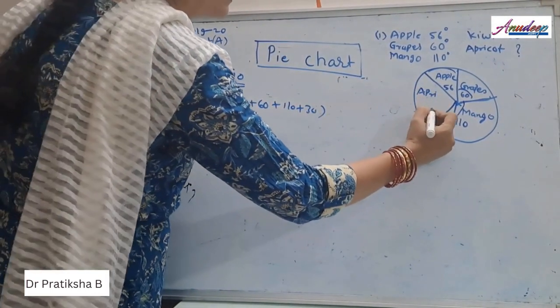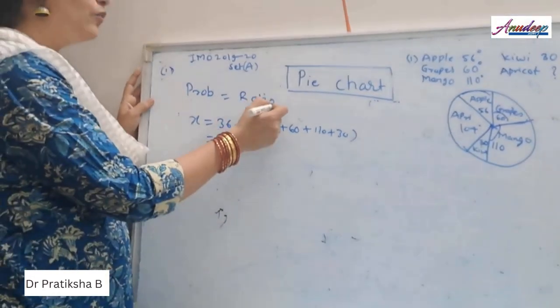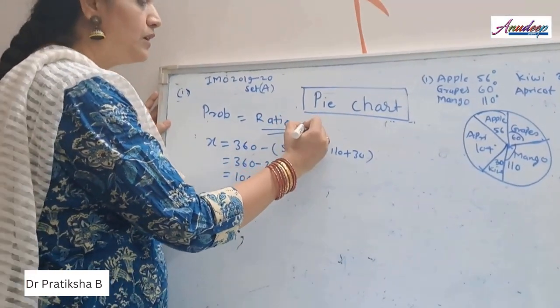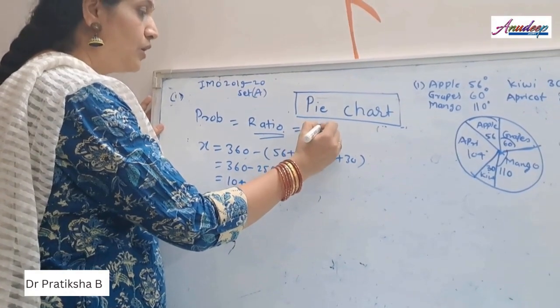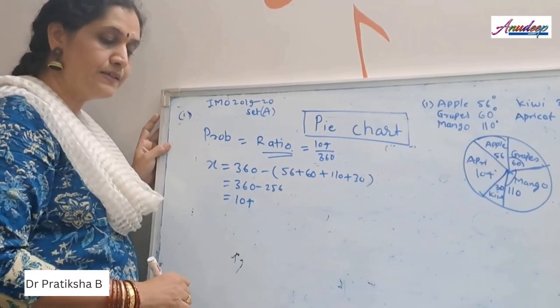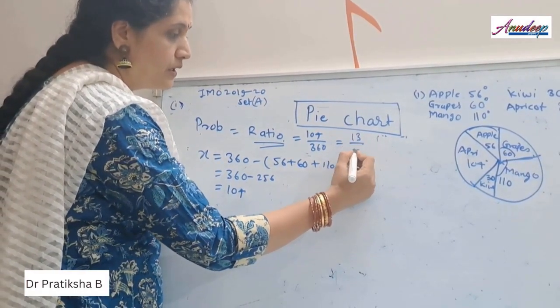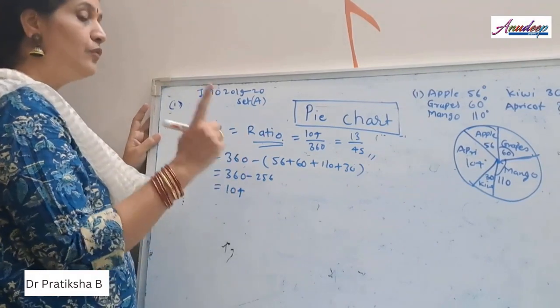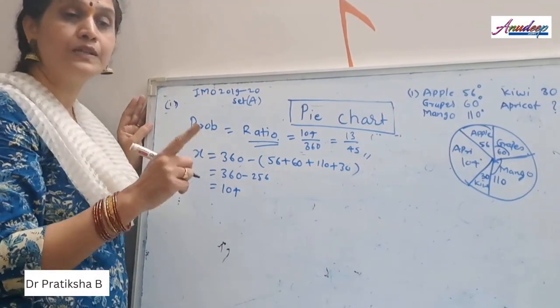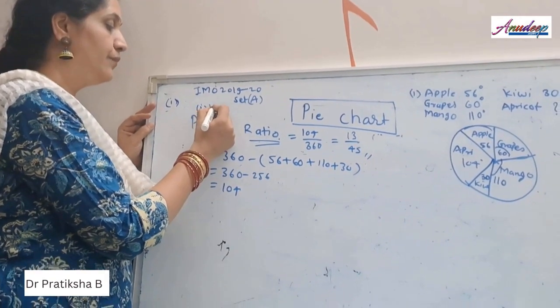Once we have the angle 104, the simple thing required is to find the ratio, and ratio is nothing but the angle that you have just now figured out upon the total angle, that is 360. When you reduce this, it will give you the fraction 13 by 45. So for the first sub question, the probability of selecting apricot will be 13 by 45.